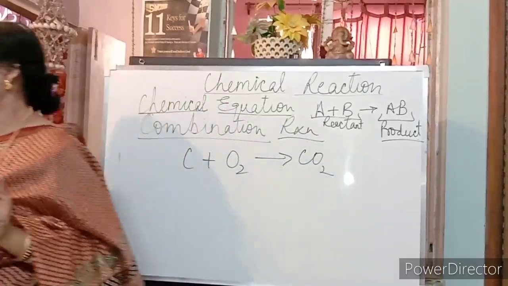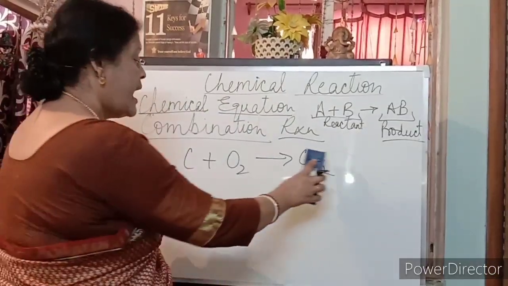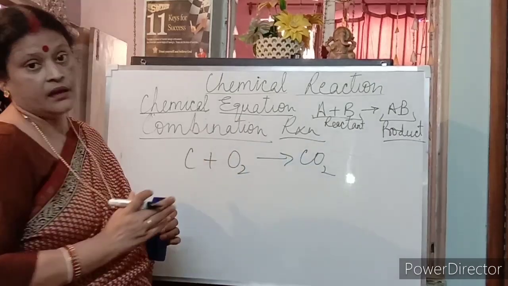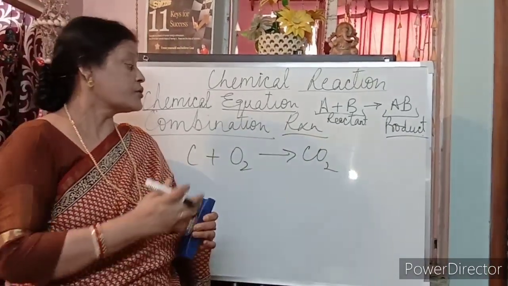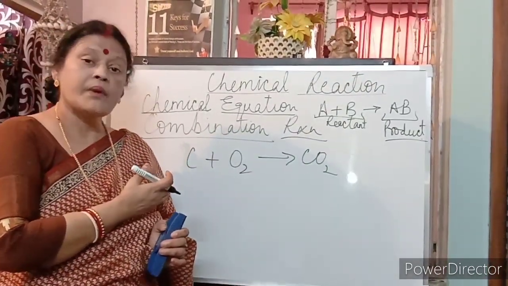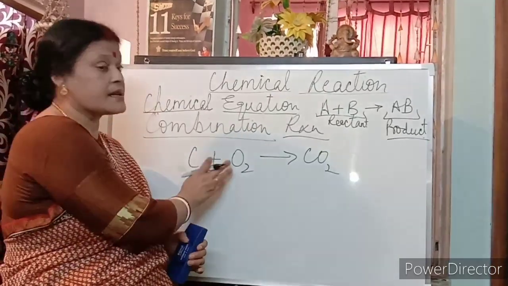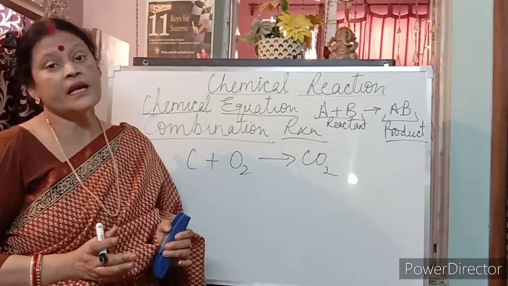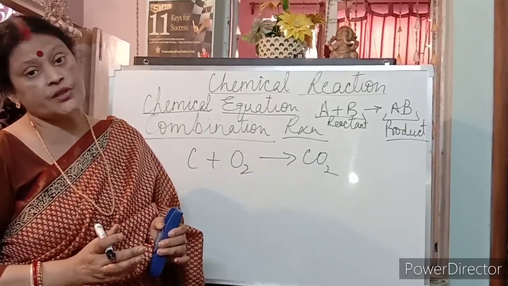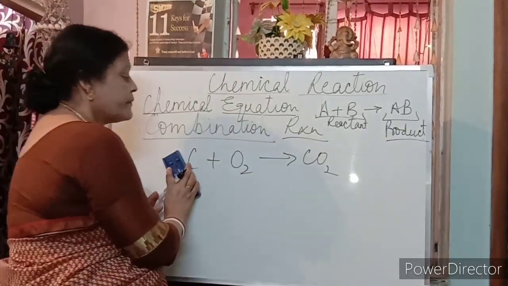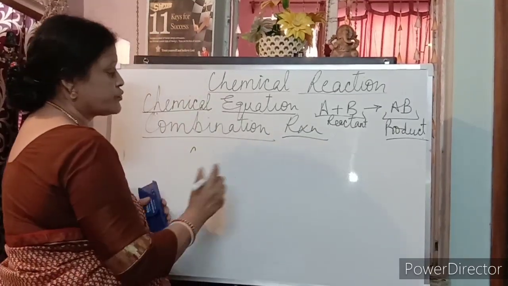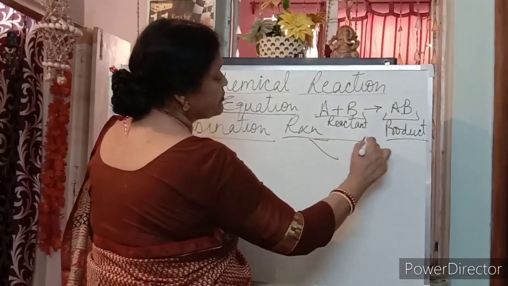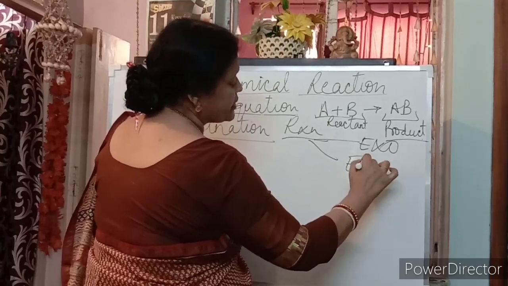Now, what is the first reaction? That is combination reaction. As the name suggests, combining. Combining means when two simpler substances combine to form a complex substance, then it is known as combination reaction. Clear, students? Now, combination reactions are of two types, that is exothermic and endothermic reaction.